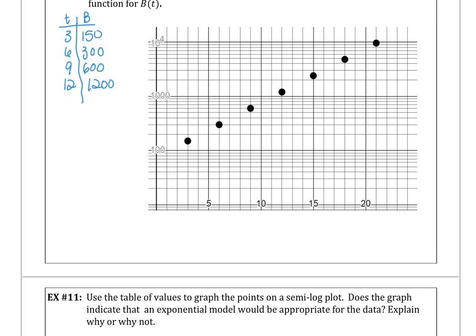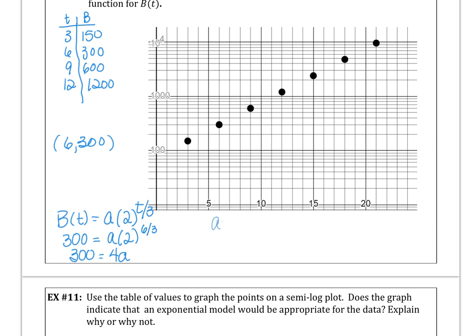b of t is some number a times base 2 to the t divided by 3 power, and we could use the point 6, 300. So 300 is a times 2 to the 6 over 3 power. 300 is 2 squared, so that's 4a. That gives us a is 75.